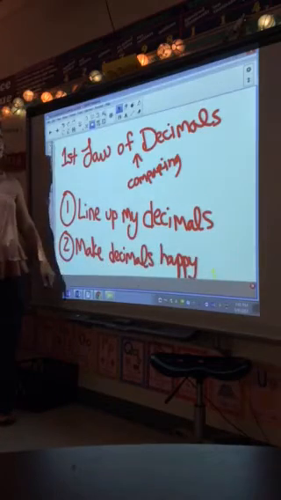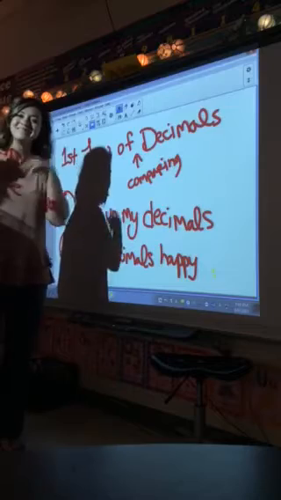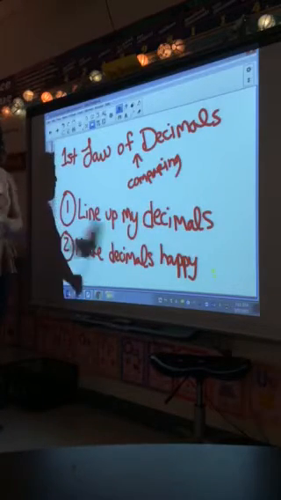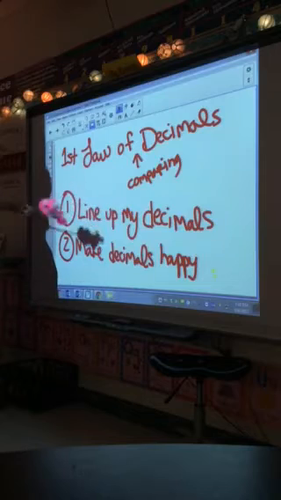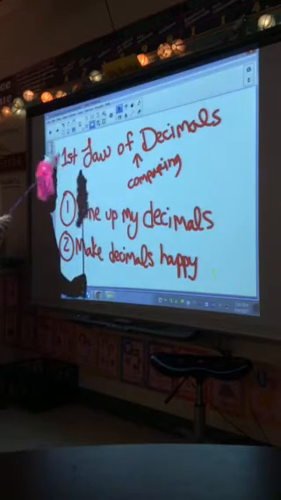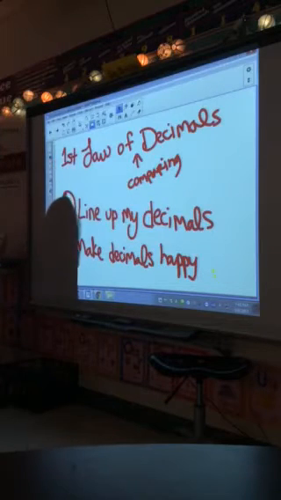Number 2, I will make my decimals happy. That doesn't mean you have to make them smile, but we're going to use some examples as to what it means to line up our decimals and make your decimals happy, which you will do at all times, or else the math police will get you.